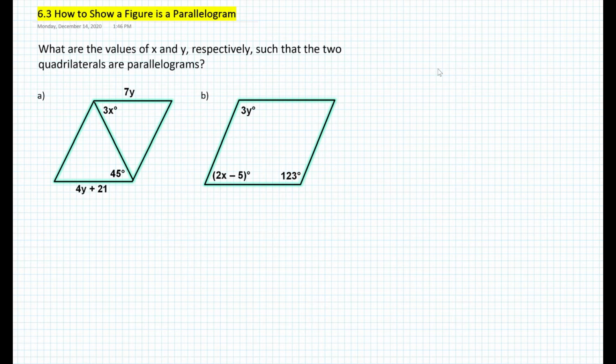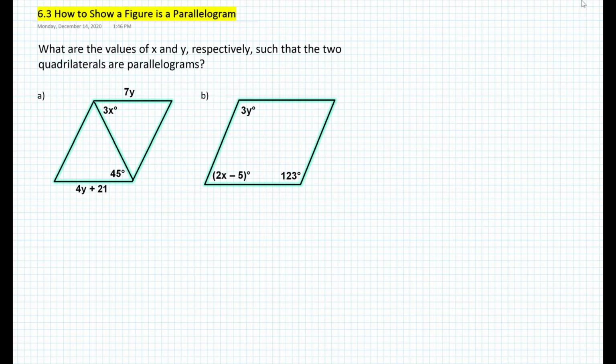In today's lesson, we'll be investigating how to show that a figure is a parallelogram. So let's get started with the following problem here. What are the values of x and y, respectively, such that the two quadrilaterals are parallelograms? Notice that the values for x and y will be different for part A than part B. So let's get started with part A.